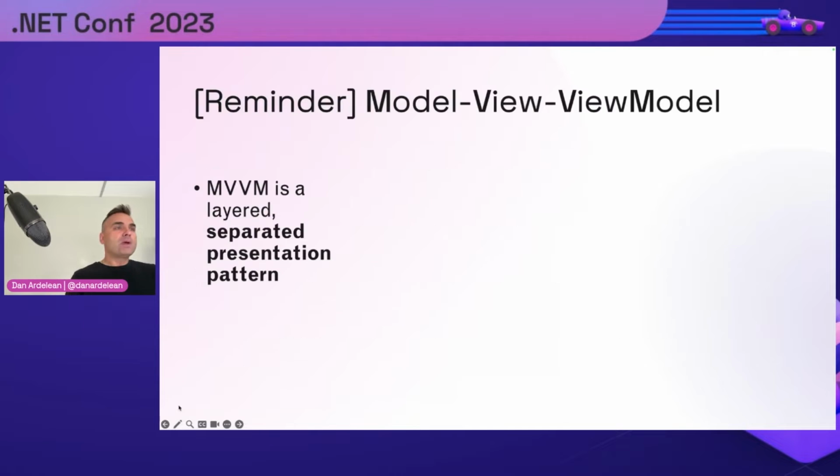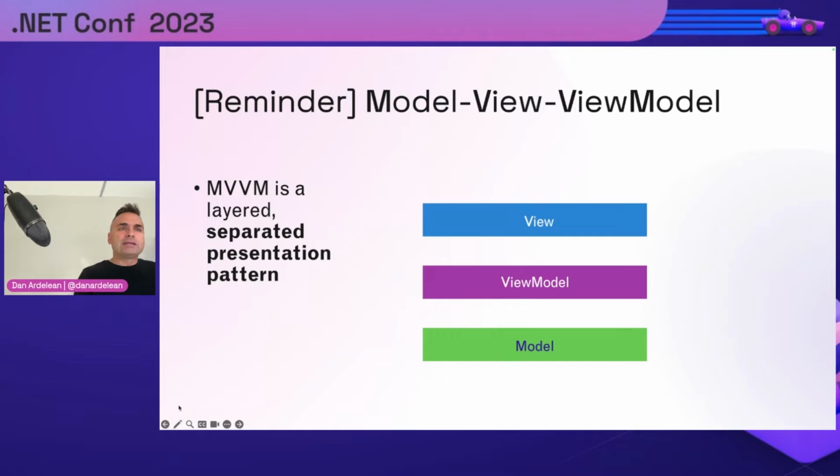So a quick reminder of what Model-View-ViewModel is. Model-View-ViewModel is a pattern with separation of concerns. It has three layers. I have the model, where I should have all my application, the business logic, the data models, the services, and so on.